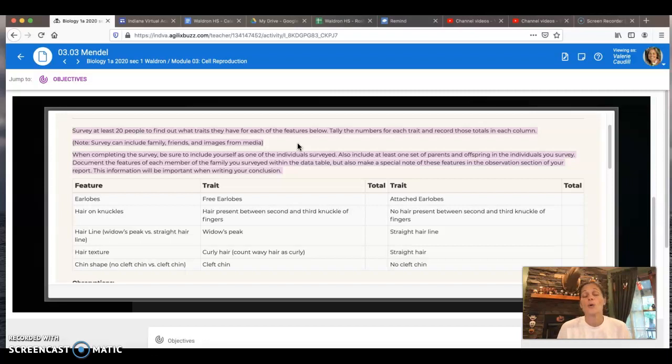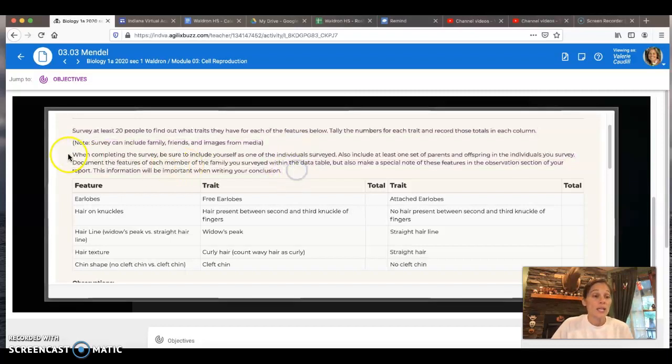Okay, ideally you are documenting traits from biological family members, but I realize that's not always possible. So it's completely fine to document traits from your friends, from your neighbors, and if all else fails, just pull up some images online. Document whatever famous person you're looking at and whatever features they may or may not have. Either way, you're documenting information from 20 people, no matter who those 20 people are.